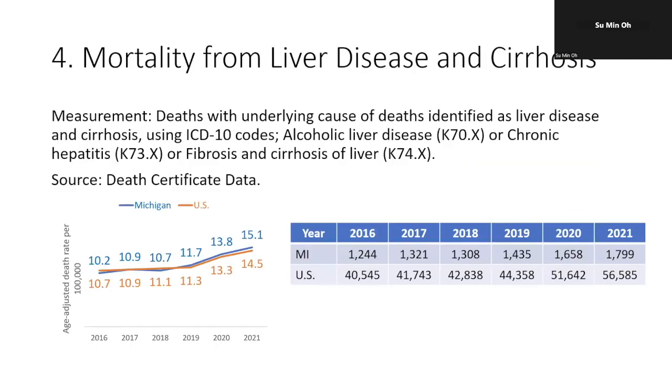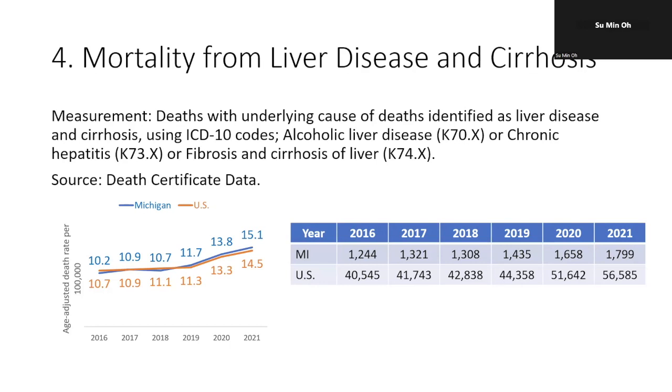And the indicator number 4 is the mortality from liver disease and cirrhosis. So it is measuring the death with underlying cause of death identified as liver disease and cirrhosis using the ICD codes. So they specified very specific codes. The liver disease and cirrhosis includes alcoholic liver disease, chronic hepatitis, and fibrosis and cirrhosis of liver.